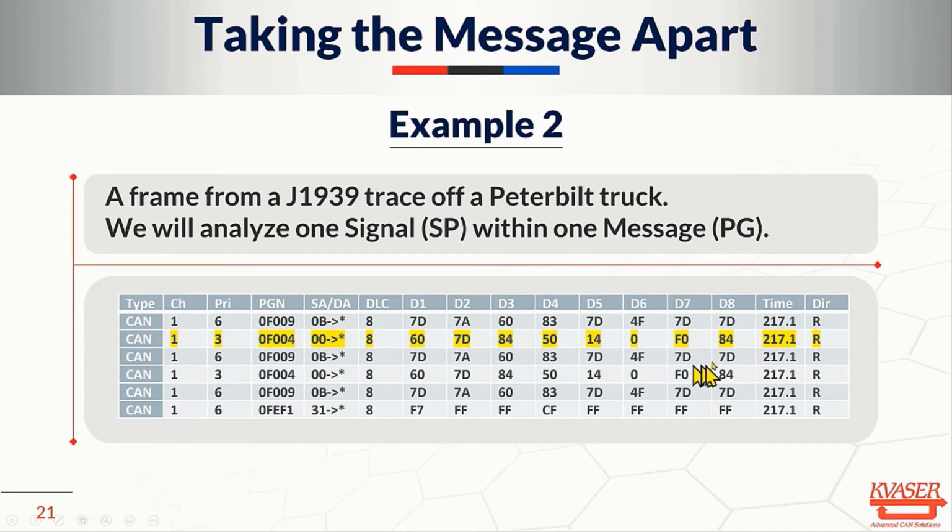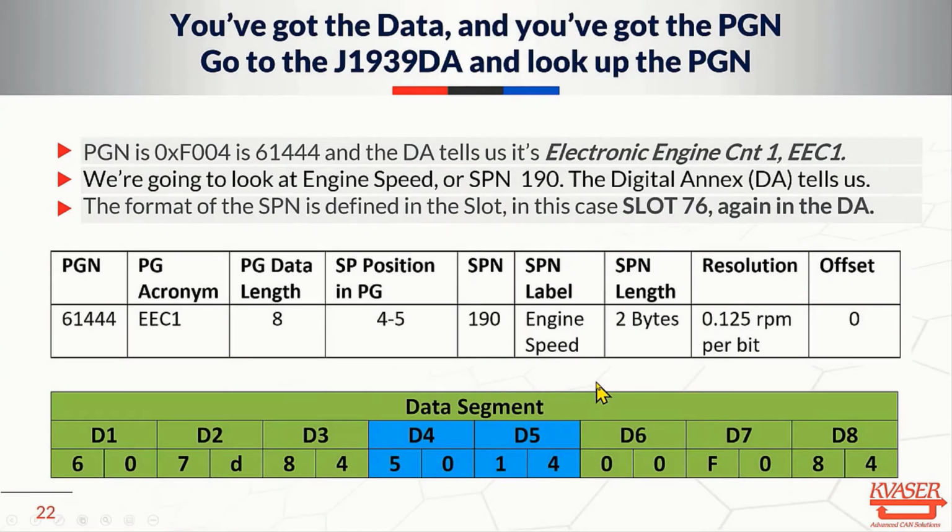We're going to pick one signal out of this data, and we're going to analyze that signal all the way down to the bit level. Here, I repeated the data, D1 through D8, 8 bytes of data. All right, so PGN F004 translates to 61444.